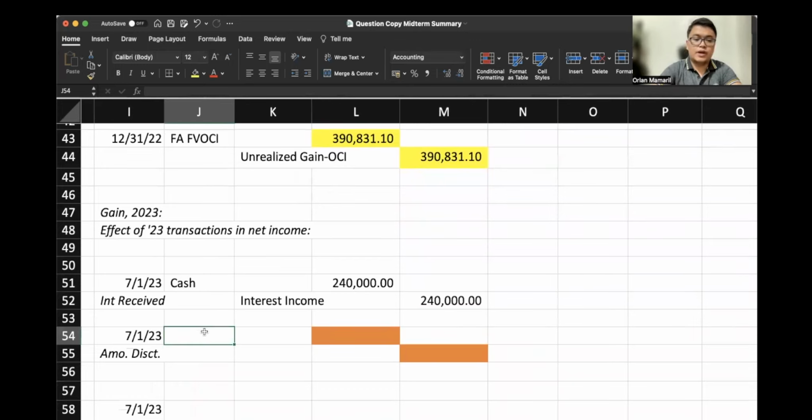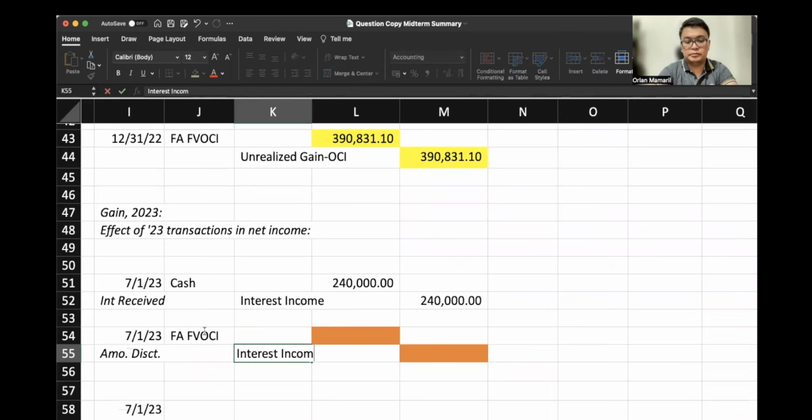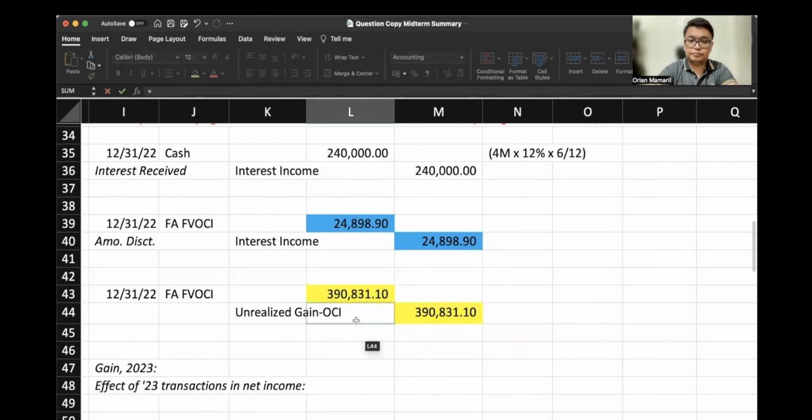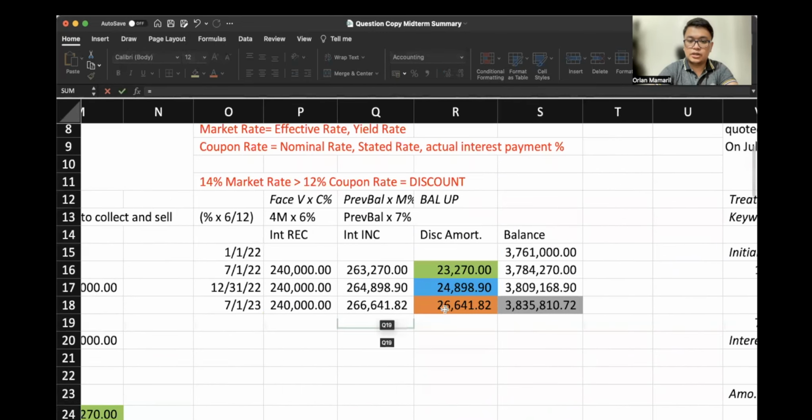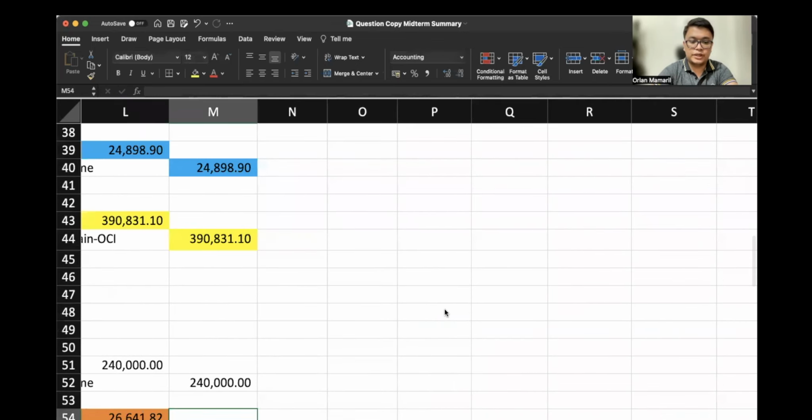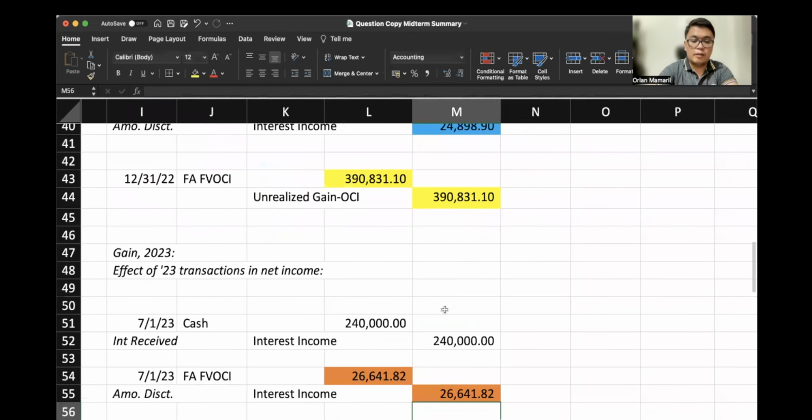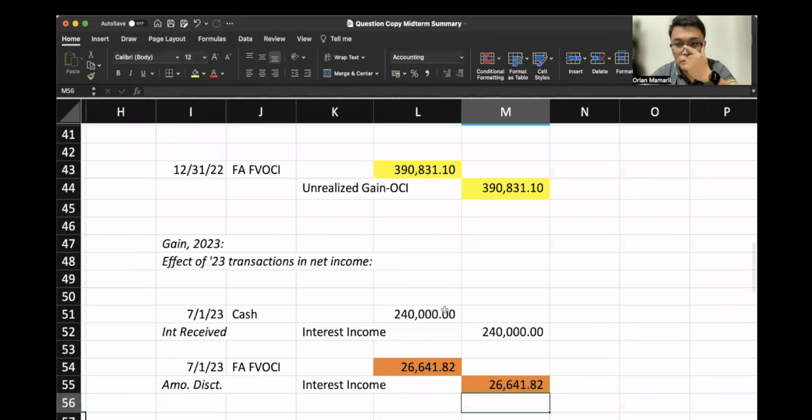Once again, when we amortize, when we eliminate the discount, we increase the value of our investment and credit a corresponding interest income. So this would be 26,641.82 based on the amortization table. That's the good thing about the amortization table.